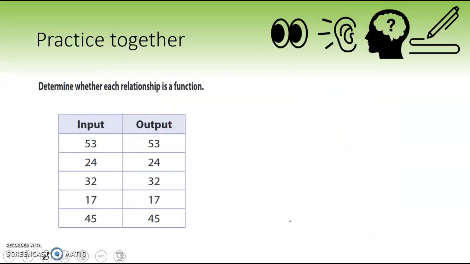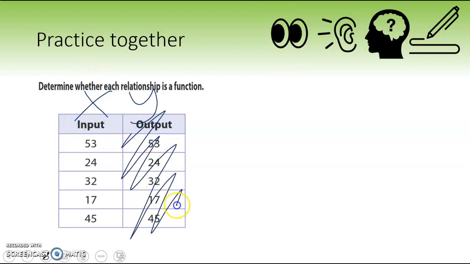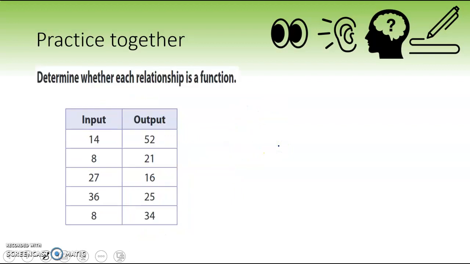Do another example. So X, Y, cross out your Y's, and let's look. We have 53, 24, 32, 17, 45. That is a function. No repeating numbers.